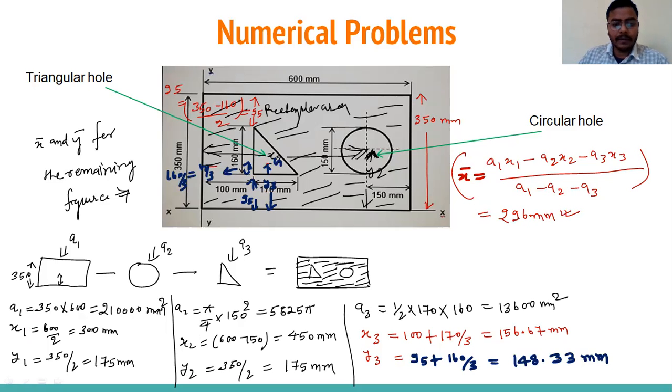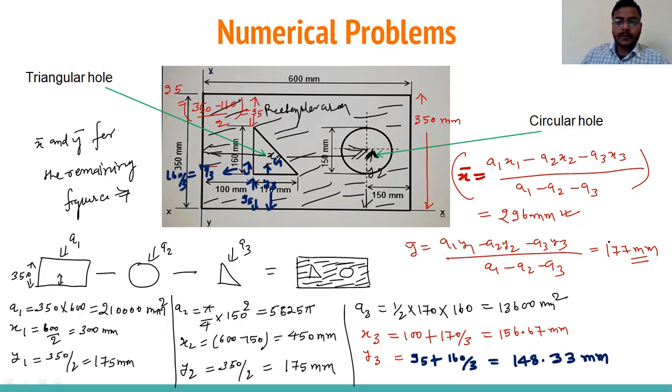All data we have written already, y1, x1, x2. Now we can calculate y bar. It will come A1 Y1 minus A2 Y2 minus A3 Y3, divided by A1 minus A2 minus A3. All the data we have, so you can put the values and get the result. I'm writing here 177 mm.